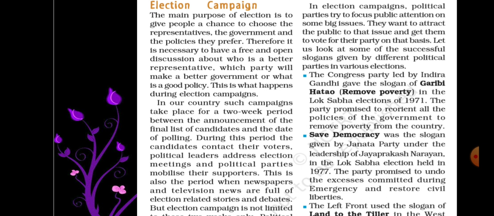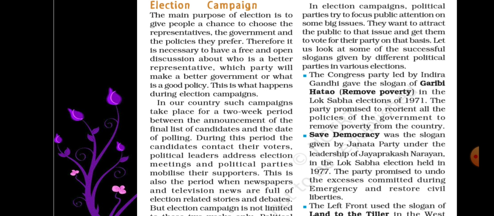Then, save democracy. It is by Jayaprakash Narayan, whose party is the Janata Party. Okay, and this save democracy was a slogan given in the Lok Sabha election of 1977.